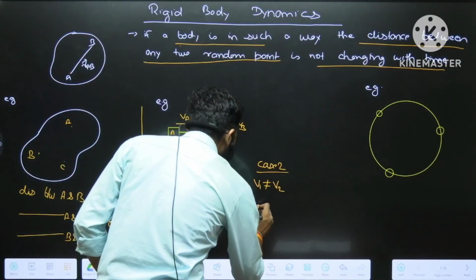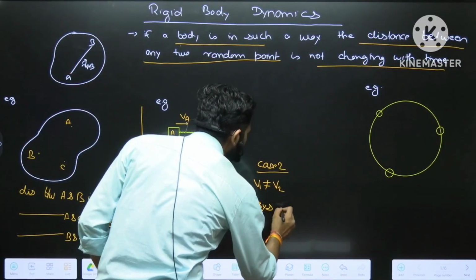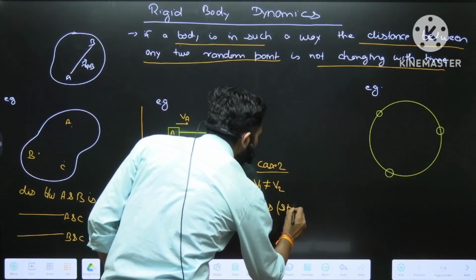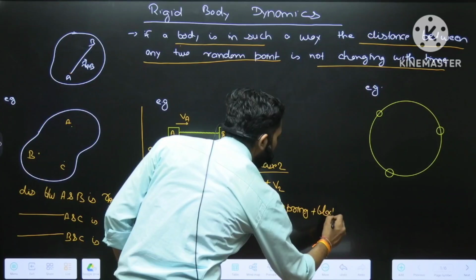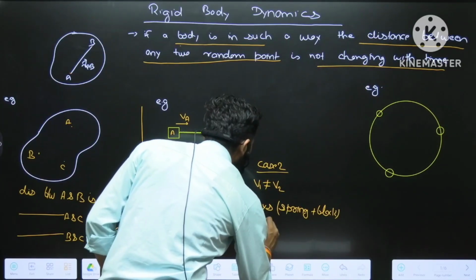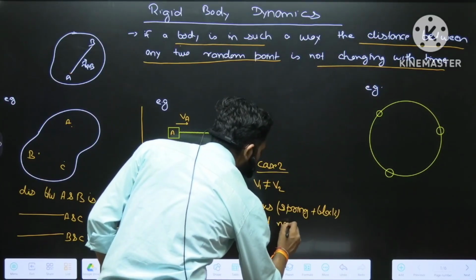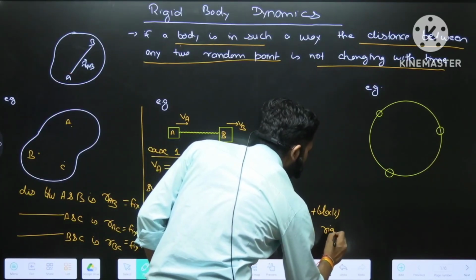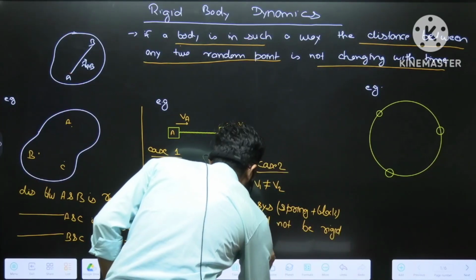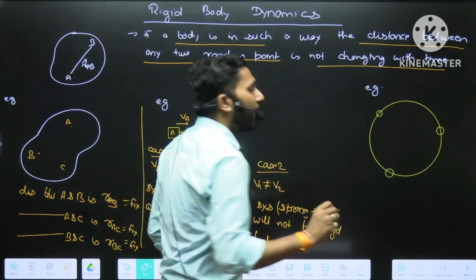Then the system, that is the spring plus block, will not be a rigid body. Let us clarify it more.